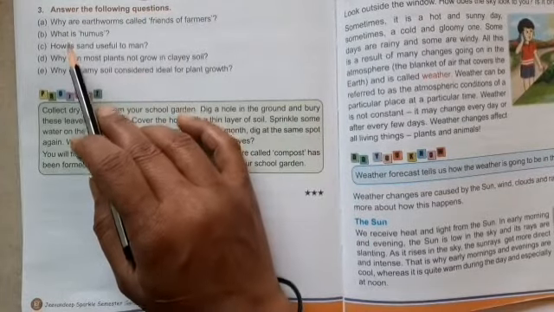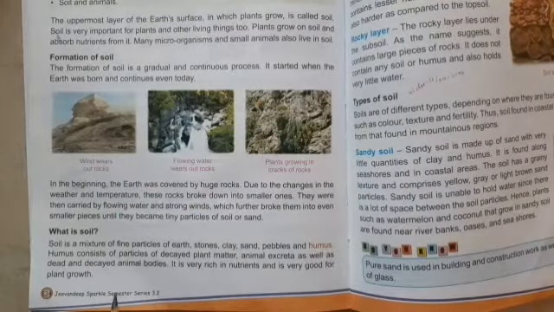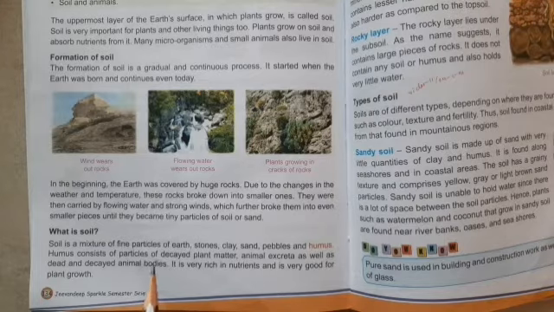What is humus? See, kids. Humus is a part of soil which consists of particles of decayed plant matter, animal excreta, as well as dead and decayed animal bodies. It is very rich in nutrients and is very good for plants' growth.